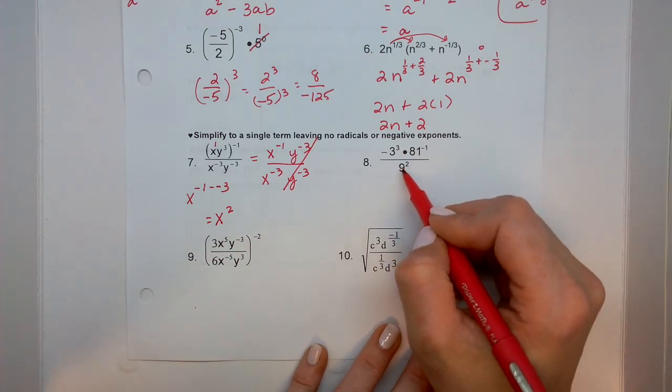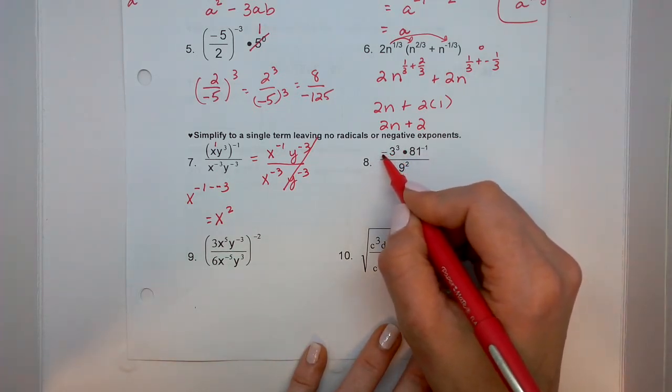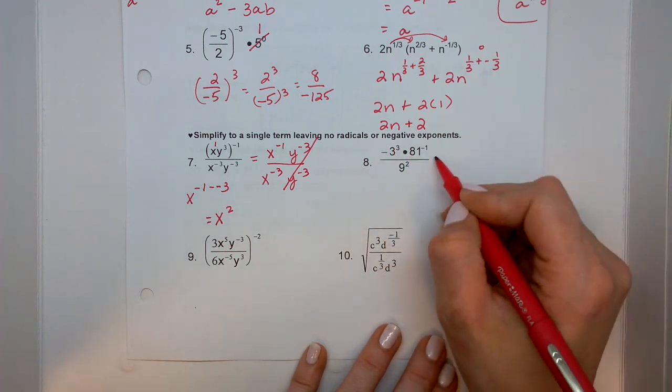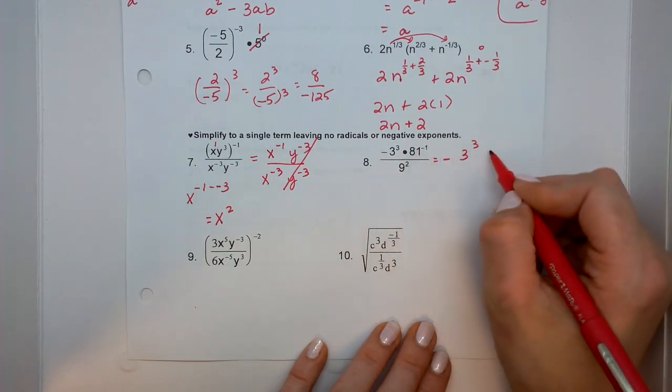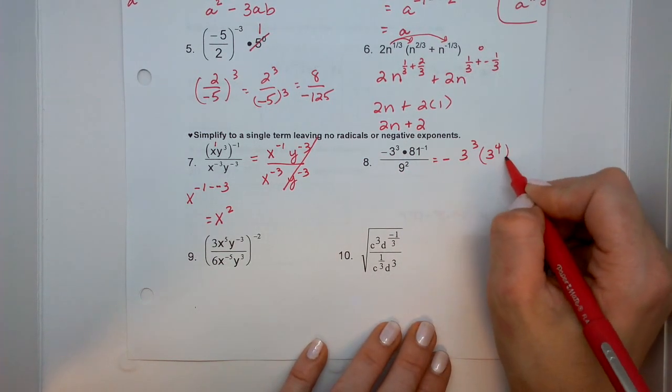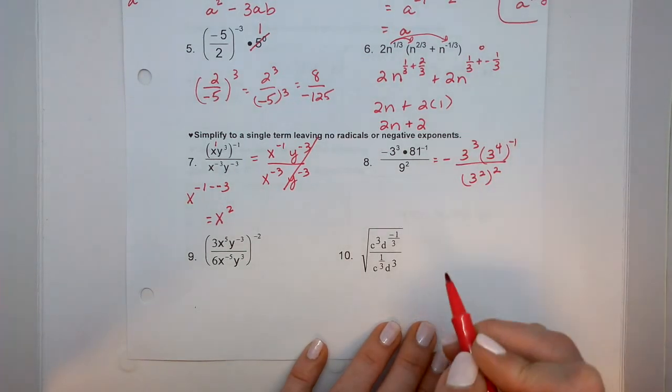On number 8, I noticed that each of these has a common base of 3. This negative is not a part of the base. It's outside the parentheses, it's not being cubed, so it's just out front. Okay, so we'd have 3 cubed. 81 is 3 to the 4, divided by 3 squared, which is 9 squared.